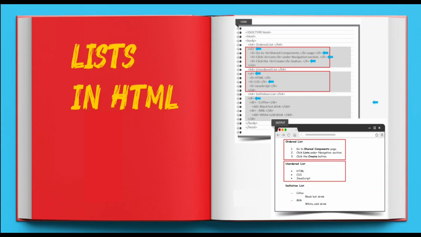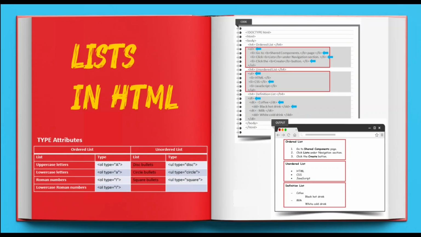Definition list. This list contains description of each item and is defined with the DL tag in conjunction with DT and DD to define list items and corresponding descriptions respectively. You can use different ordered and unordered list on your web page by applying the following type attributes. For example, if you want to specify bullet points in uppercase alphabets, append type equals A within the OL tag.